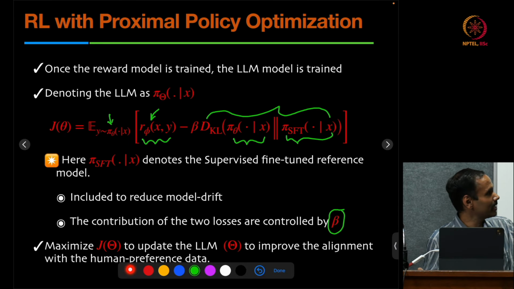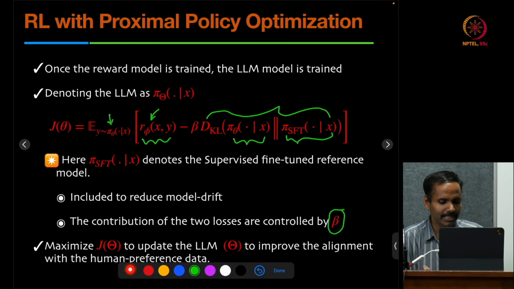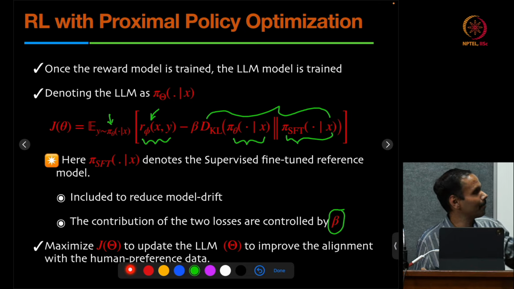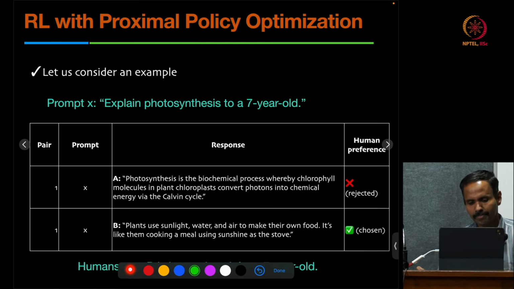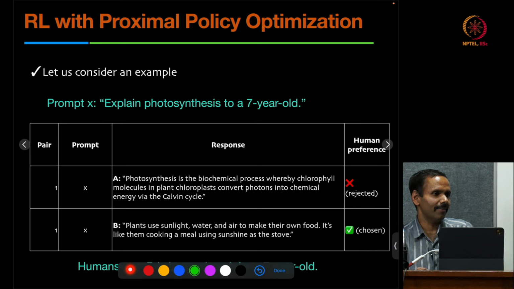The optimization, the math behind all these equations, I am leaving out, but the whole fundamental philosophy is that the reward model is trained, and the reward model now guides the language model.